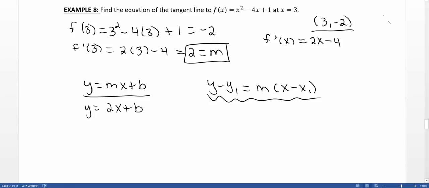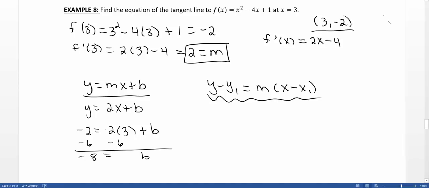So I'm plugging in a 3 for x and a -2 for y. That leaves me with just a b, and everything else is a number. So 2 times 3 is 6. I'm going to subtract 6 from both sides, and that's going to tell me that b equals -8.